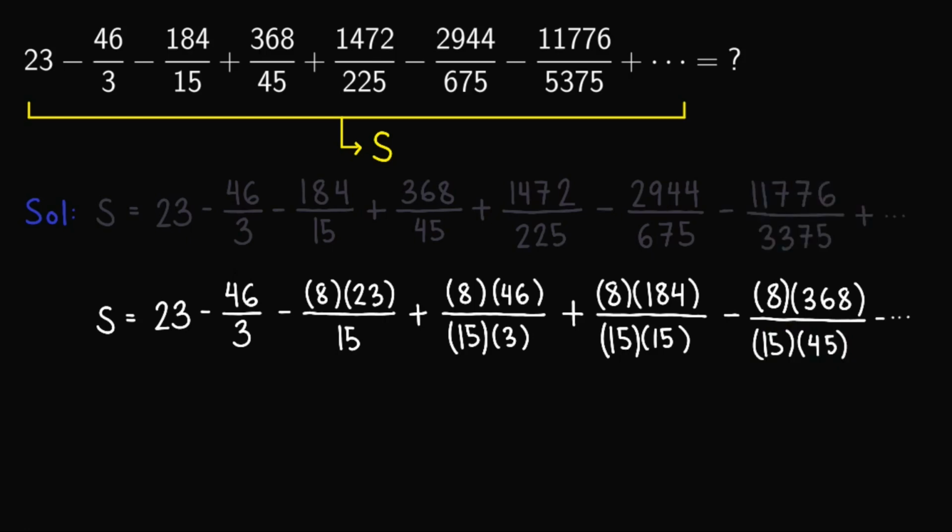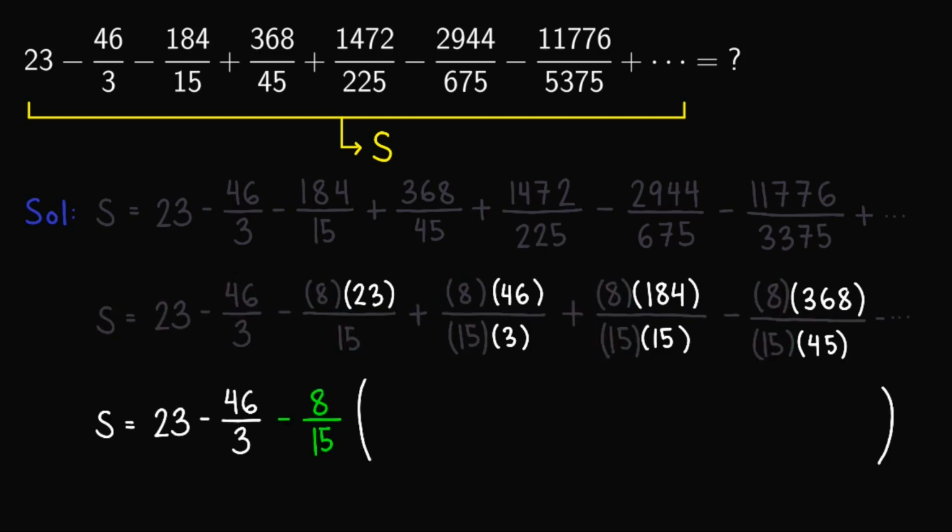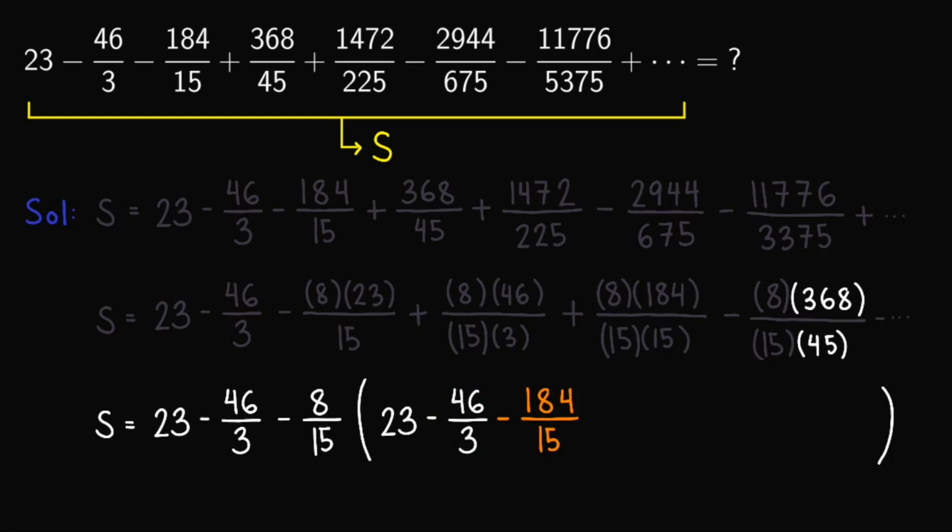And what can we observe? Take note that these terms out here all contain 8 over 15. So by factoring this one out, including the negative 1, we'll be left with 23 minus 46 over 3 minus 184 over 15 and plus 368 over 45.